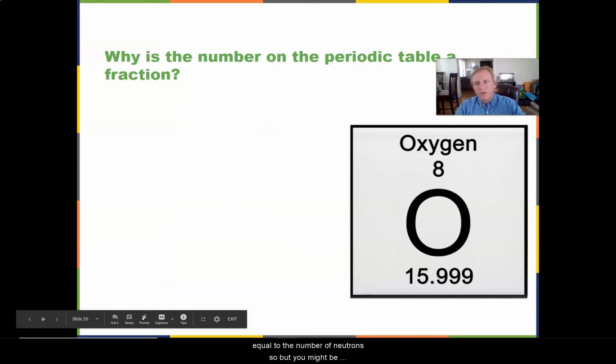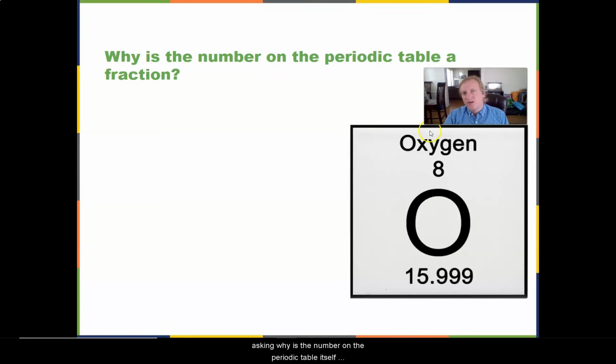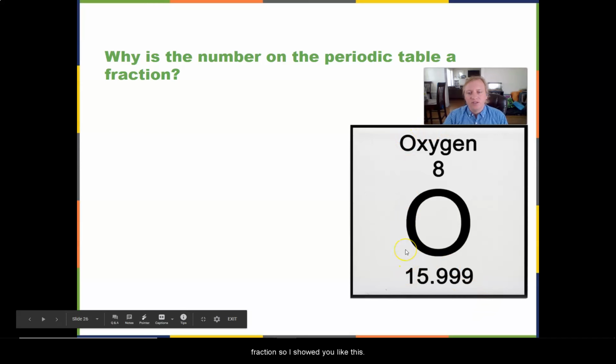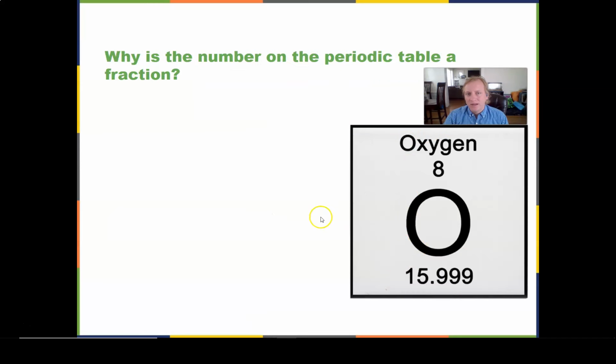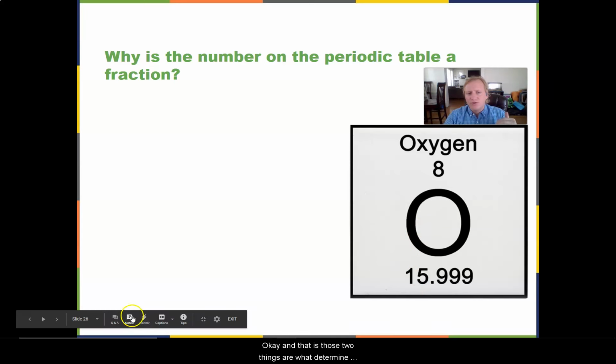But you might be asking, why is the number on the periodic table itself a fraction? I showed you 16, but what you'll see on the periodic table is actually 15.999 repeating. Why is it a fraction? Because you can't break down a proton. You can't have half a proton, and you can't have half a neutron. And those two things are what determine this number.